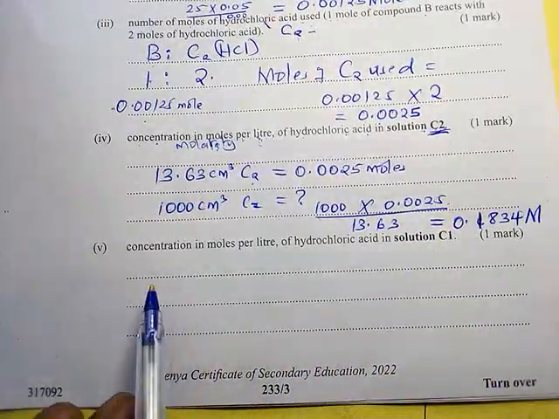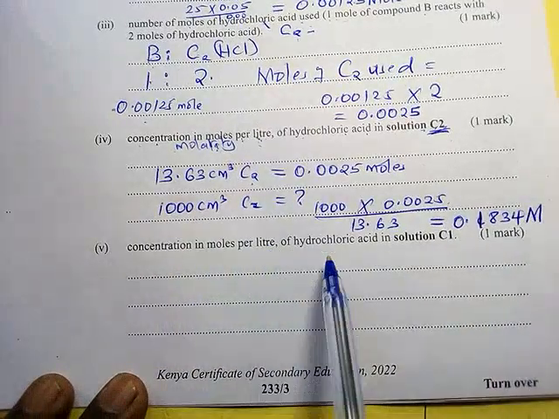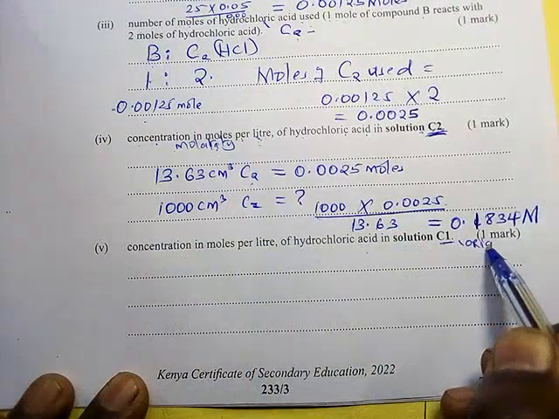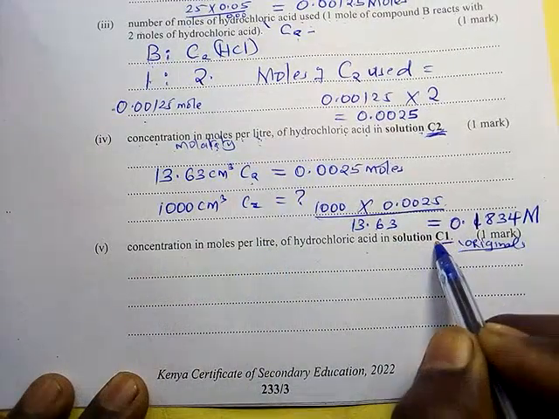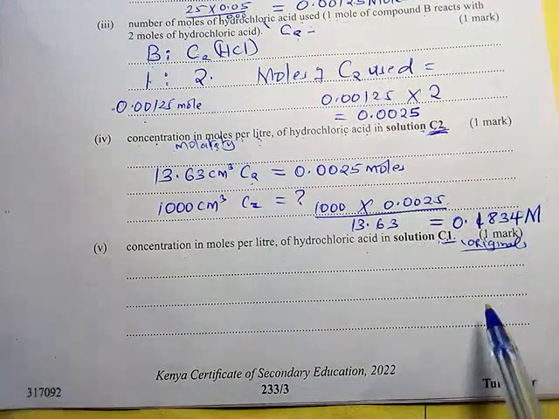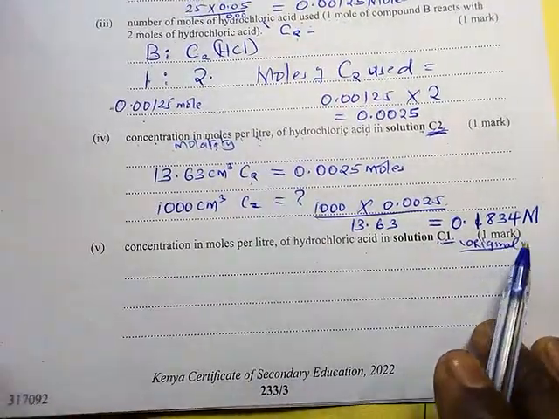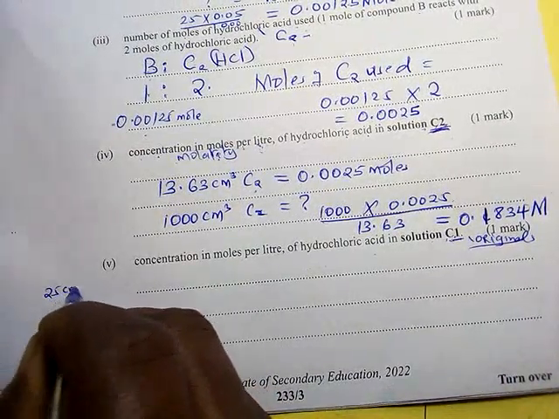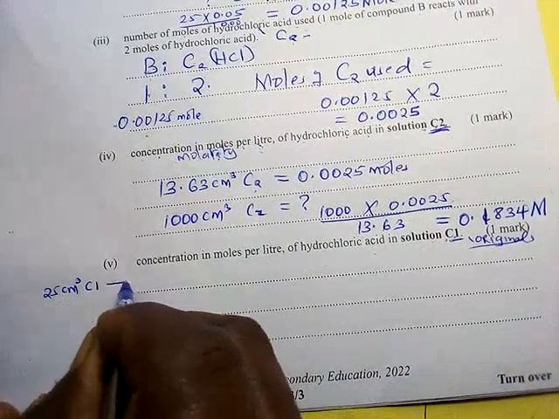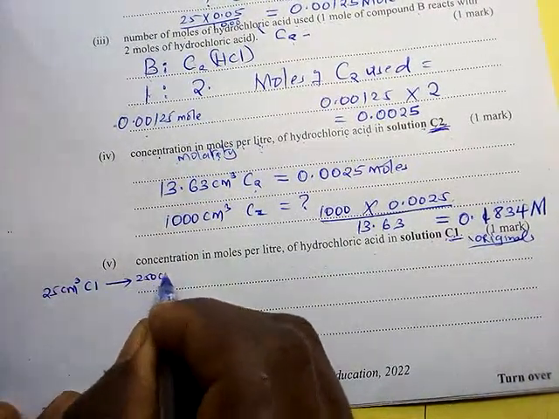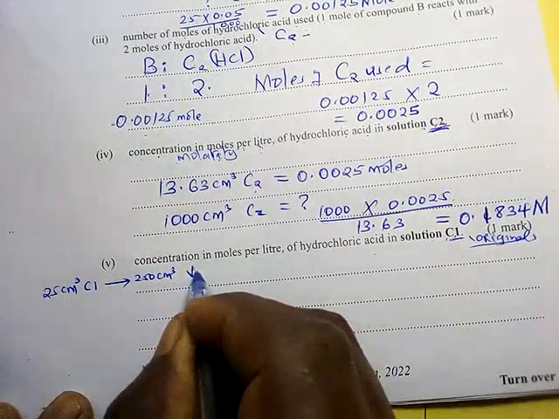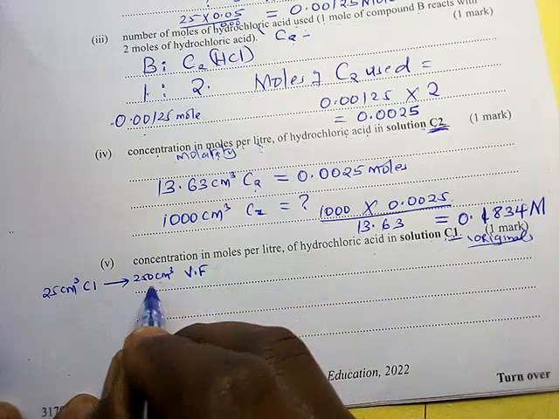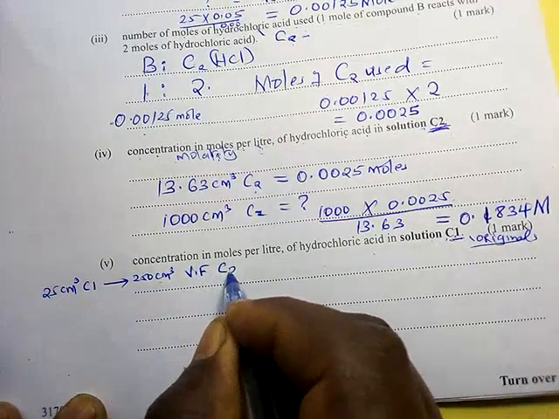The next one is calculate the concentration in moles per liter of hydrochloric acid solution C1, the original. We want to calculate the molarity of solution C1, the original. Very important. Now here, you need to understand it this way. Remember, we took 25 centimeters cube C1, put it into a 250 centimeters cube volumetric flask, right? We added water to the mark, meaning that we prepared, and this solution was called C2.